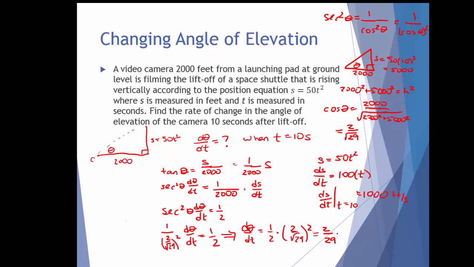And then the label will be whatever theta is measured in divided by whatever time is measured in. And theta has to be measured in radians. And that's radians per the time is being measured in seconds. So that's 2/29ths of a radian per second for the rate of change in the angle of elevation. Notice it is positive because that angle will be increasing as the camera follows the rocket up.